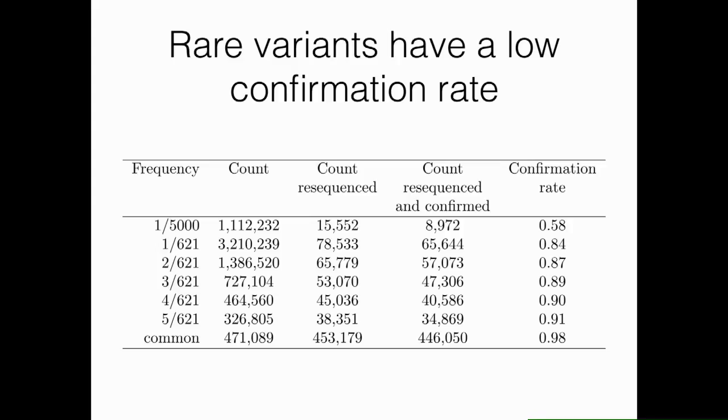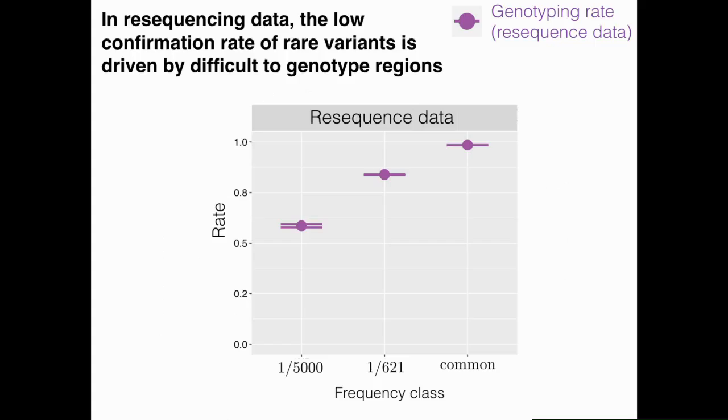So we wanted to know what was driving this because we didn't want our rare variants to be primarily errors. And so it turns out actually to be primarily due to regions that were difficult to genotype in the resequencing data. So if we look at our variants and ask what was the rate at which they were genotyped, you'll find that where common variants are genotyped in the resequence data at close to 100%, this rate goes dramatically down as you go to rarer and rarer variant classes.